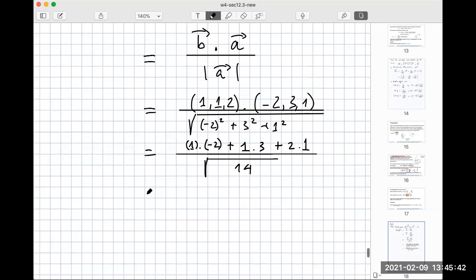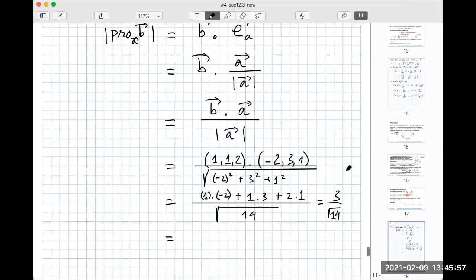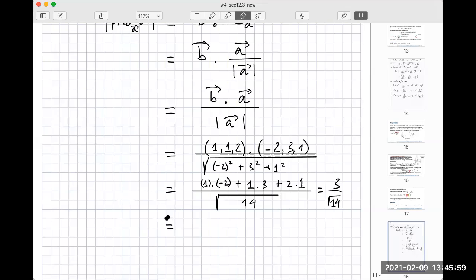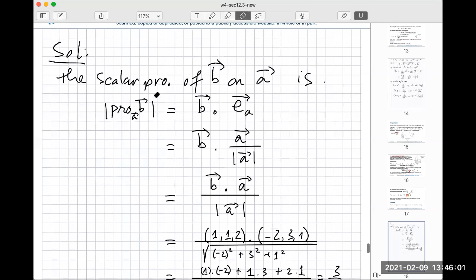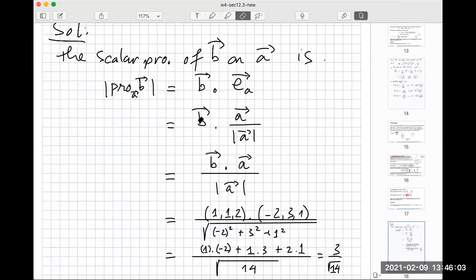And finally, it will be negative 2. And here plus 2 will cancel each other. It will be 3 square root of 14, right? Very good. That's it, right? It's not difficult. The scalar projection. Okay. Just use that formula.